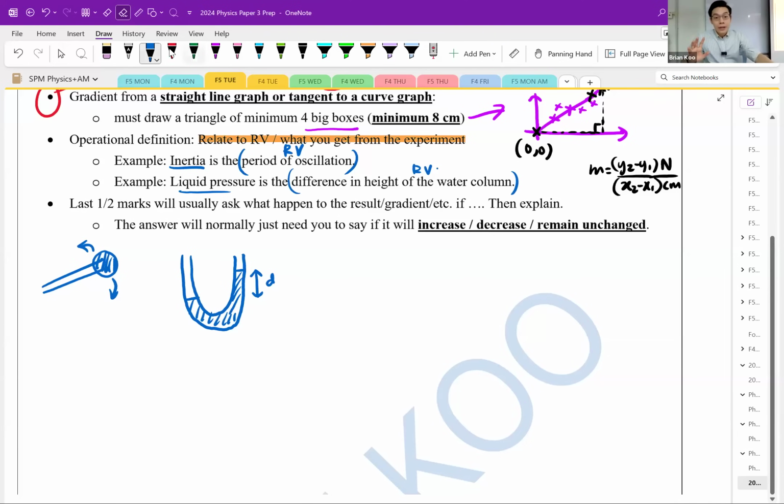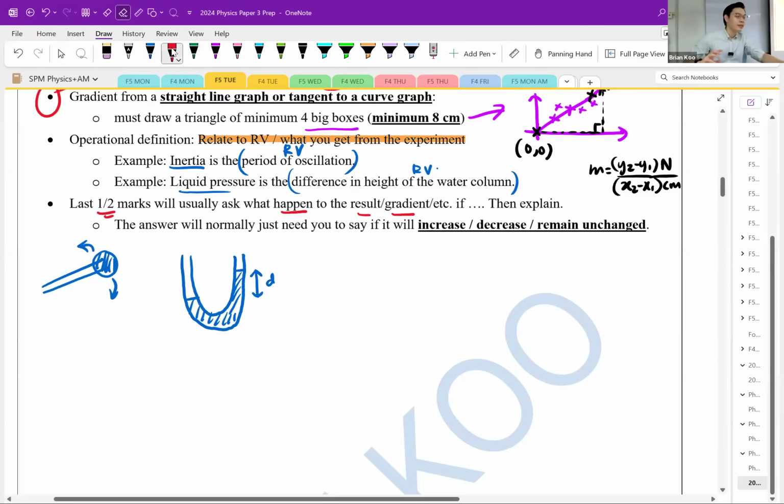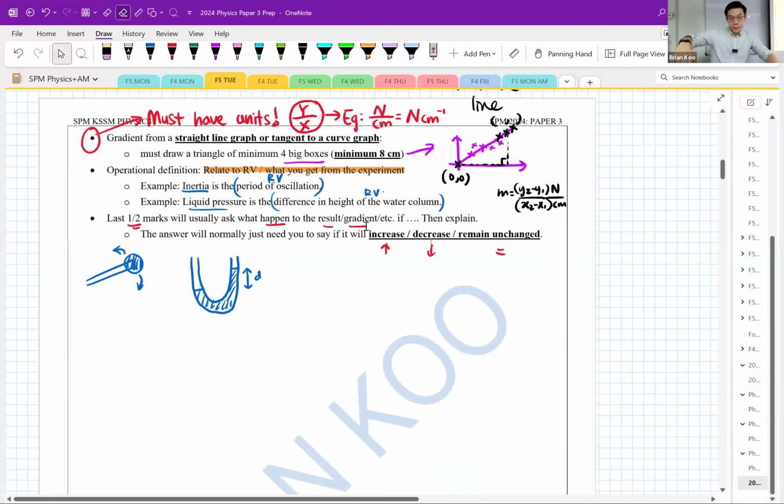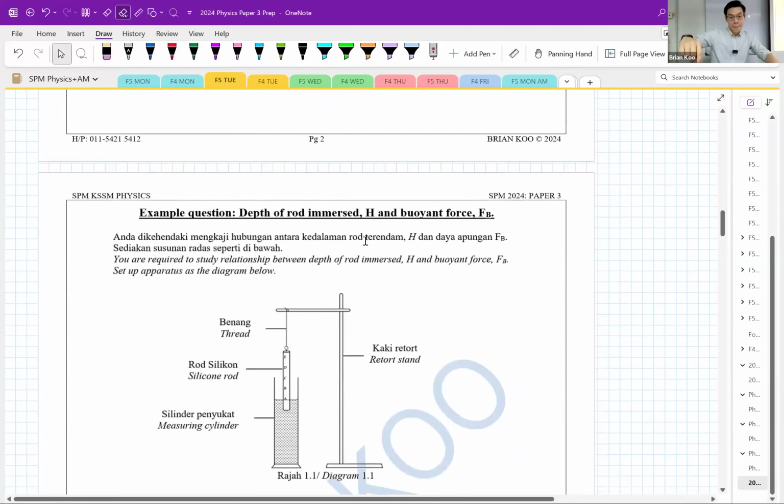Then normally the last 1 to 2 marks, they will ask you, what will happen to the result, to the gradient, to the buoyant force if something. Then they ask you to explain. You just say, will it increase? Will it decrease? Will it be unchanged? And if they ask to explain, you say why. Normally the last 1 to 2 marks is like that. Then we straight away move to the example question in the next page.